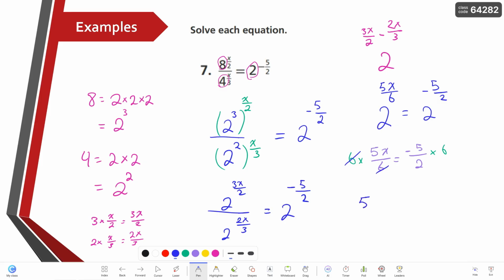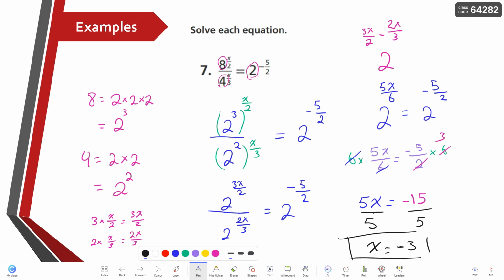So this would be 5x right now on the left hand side. How about this one? This one would be 6 divided by 2, which is equal to 3, and 3 times negative 5 would be equal to negative 15. And then we need to divide the two sides by 5 like that. So your x would be equal to negative 3, and you are done.